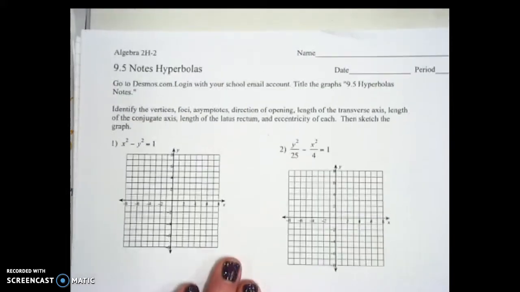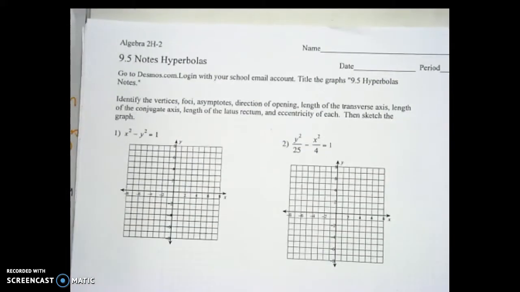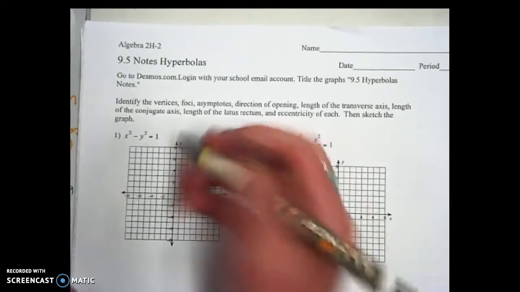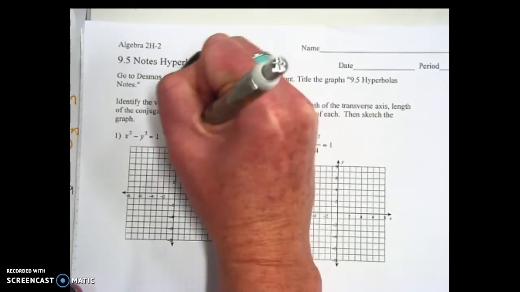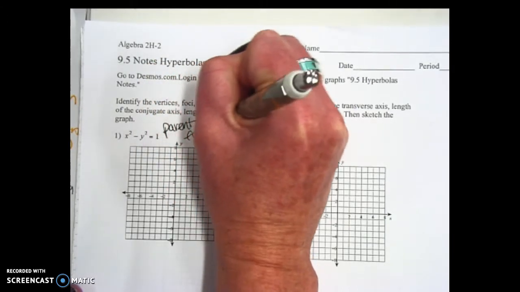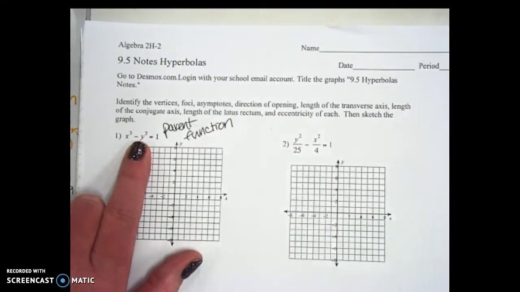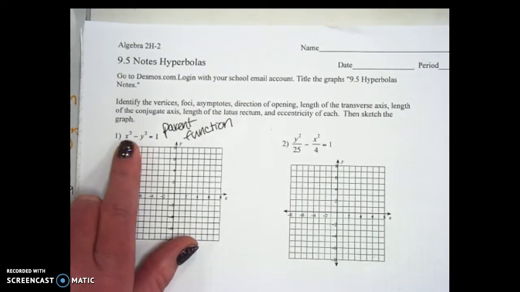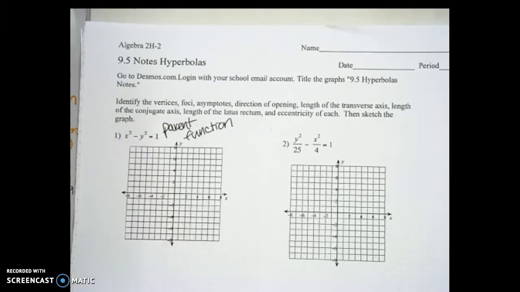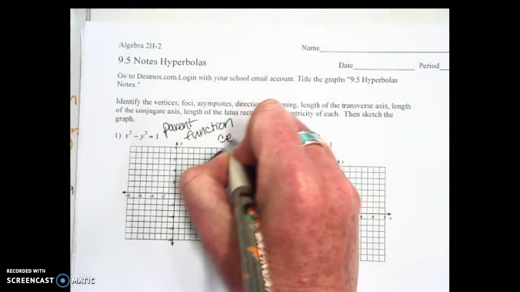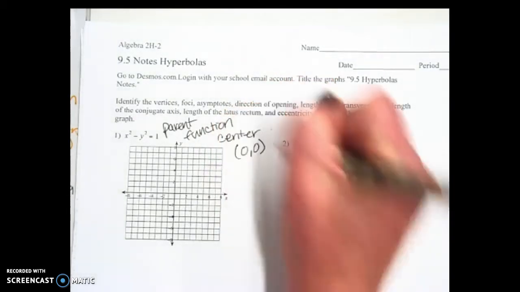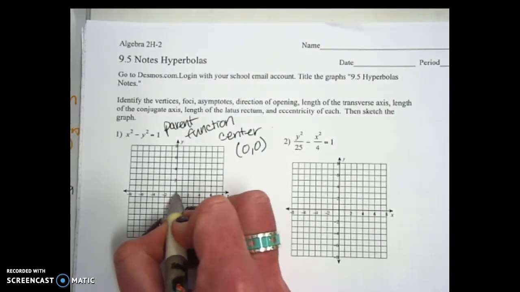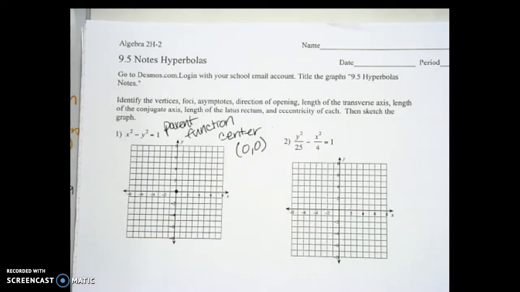As with all of our conic sections, the first graph is always what we call your parent function. You'll notice that nothing is being added or subtracted, nothing's being multiplied or divided. So where do you think your center is going to be at? 0, 0. So at 0, 0, we're going to put a little point there.